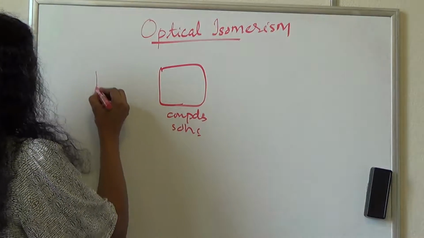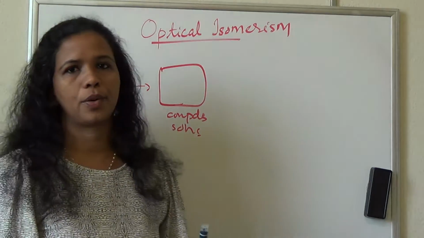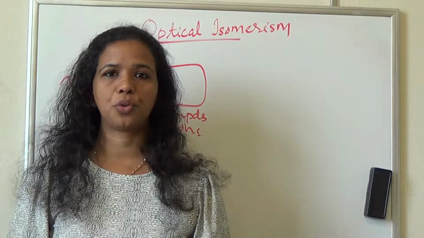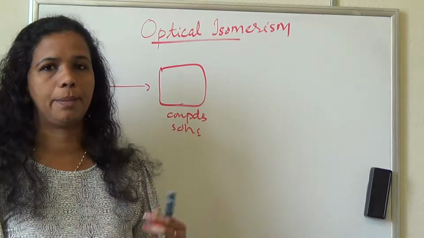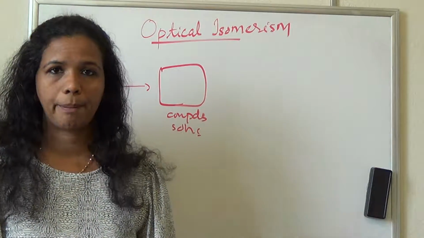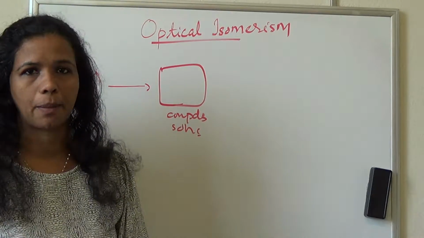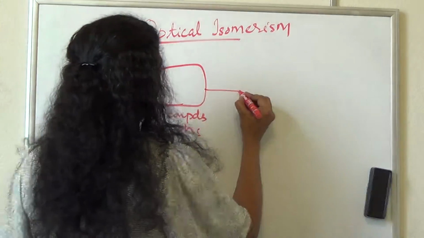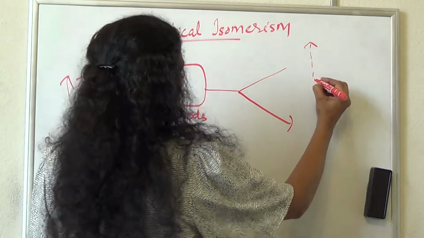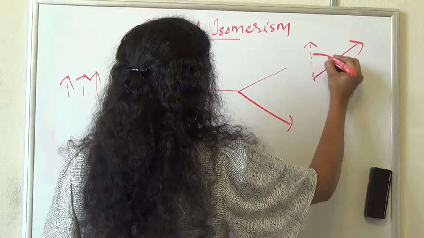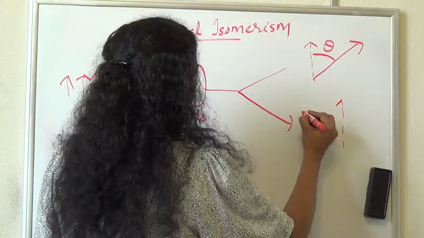That is, some compound solution, when we pass plane polarized light, which is produced by passing normal light through a Nicol prism. Plane polarized light has only one vibration, it vibrates only in one plane. When plane polarized light is passed through a solution of some compounds, they will rotate this plane of vibration, either towards right, that is the angle of rotation, or towards left.